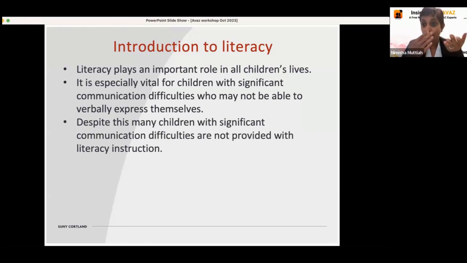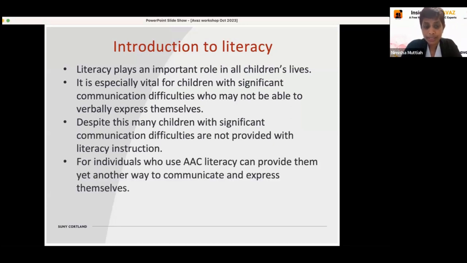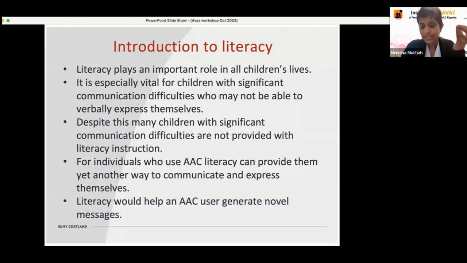We know that oral language forms the foundation for reading and writing. But how does this work for children who need AAC? I'm going to show you in a minute. Literacy is even more important for individuals who use AAC, because it can provide them with yet another way to communicate and express themselves, right? Beyond pictures, literacy is the only thing that would help an AAC user be generative, able to type a novel message that is not available on their AAC system.